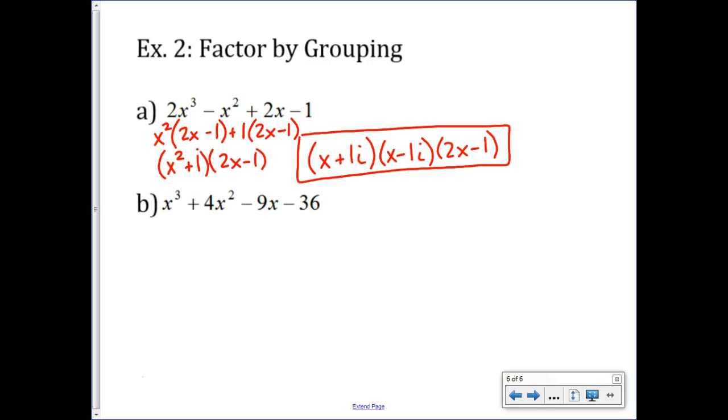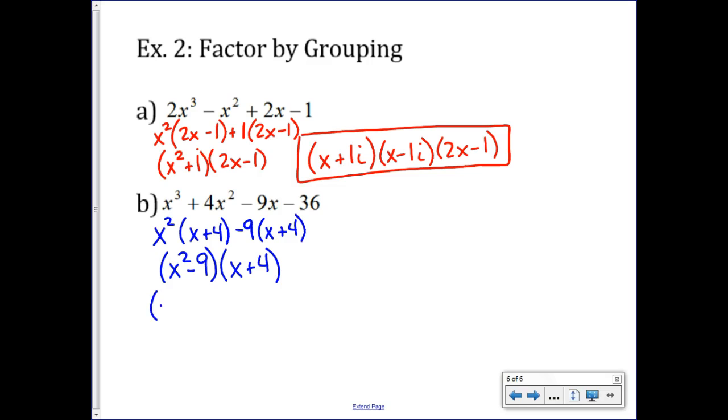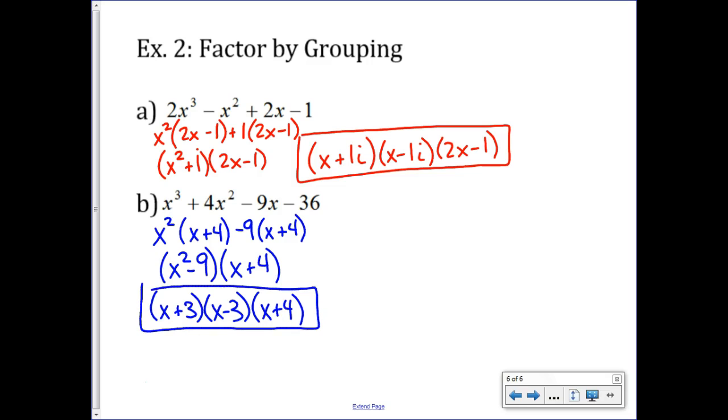On this one, I can take out an x squared, and I'm left with x plus 4. And then I can take out a minus 9, and I'm left with x plus 4. So x squared minus 9 times x plus 4. Then I can simplify that x squared minus 9. Since it's a difference of two squares, we're dealing with the real, so x plus 3, x minus 3, and then we still have x plus 4 that needs to come down along with it. And there's your final answer simplified down.